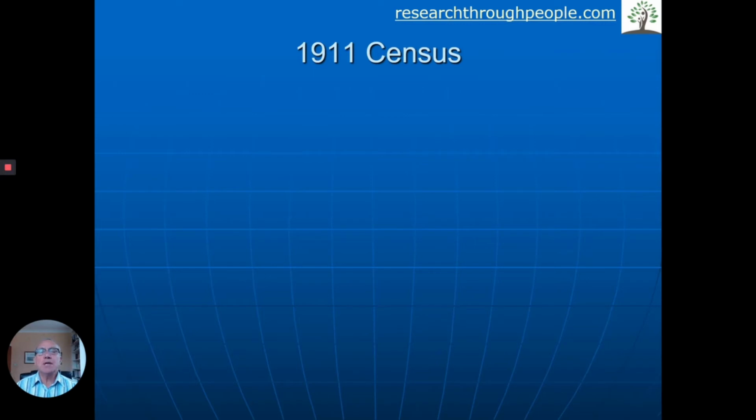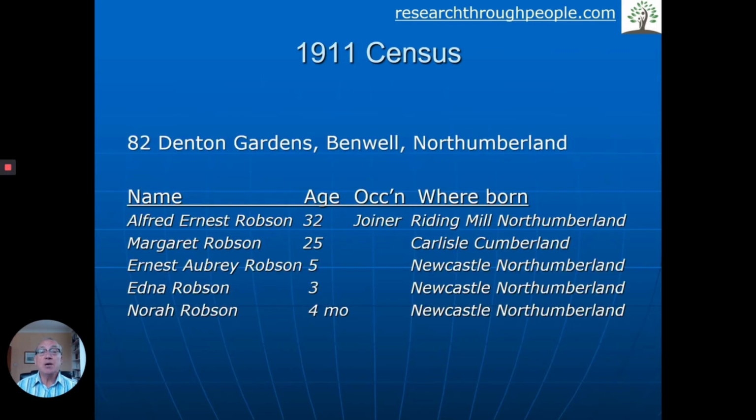Luck plays a part, and we got a bit lucky here because we looked at the 1911 census, and would you believe Norah was born just 4 months before the 1911 census, the last census that had been released. And so here we are, and she wasn't in Hampshire, she was up in the north of England, in Northumberland, and we knew that Alfred and Margaret were people who were living with her in Hampshire. And so, sure enough, father and mother and a couple of her, Ernest and Edna, her brother and sister.